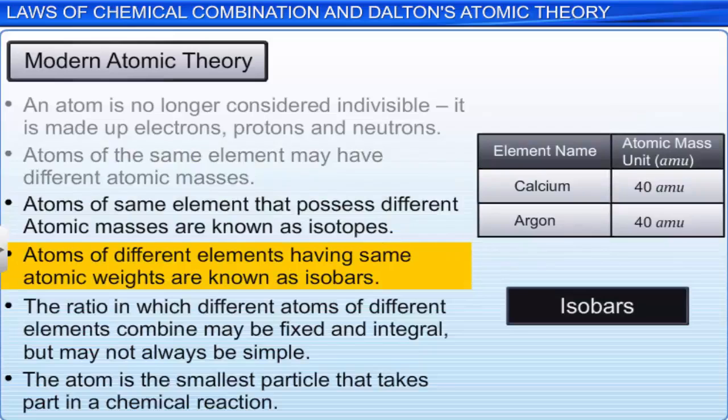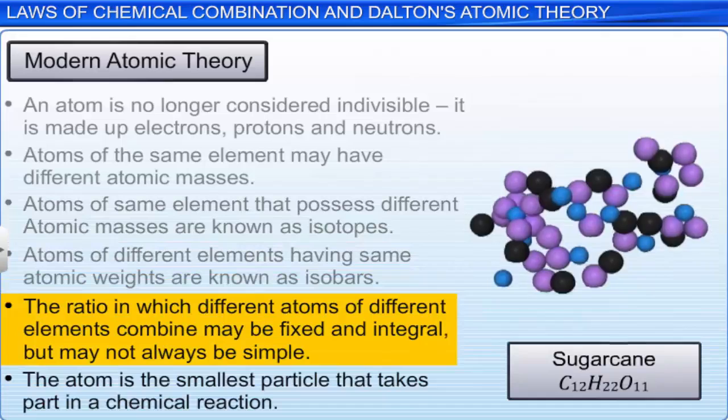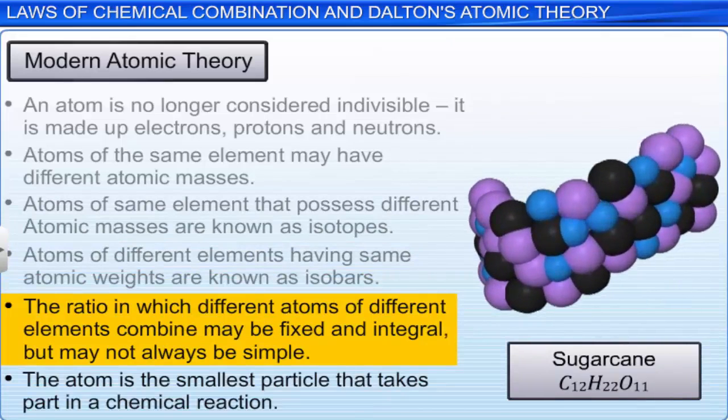Atoms of different elements may have same atomic masses. Such atoms are known as isobars. For example, a calcium atom and an argon atom have the same atomic mass, that is, 40. From this, we can also conclude that atoms of different elements may be identical in one or more aspects. The ratio in which different atoms of different elements combine may be fixed and integral, but may not always be simple.